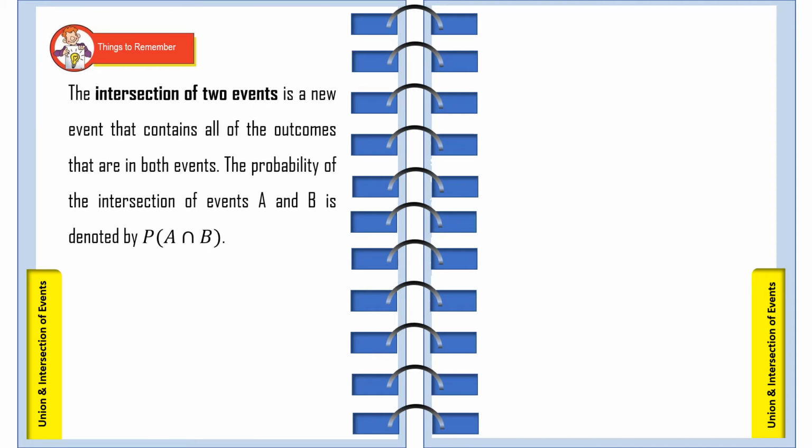Okay, next tayo. Let's have the next term. This is the intersection of two events. Kanina union, ngayon naman ang intersection of two events. It is a new event that contains all of the outcomes that are in both events. The probability of the intersection of events A and B is denoted by eto na siya.